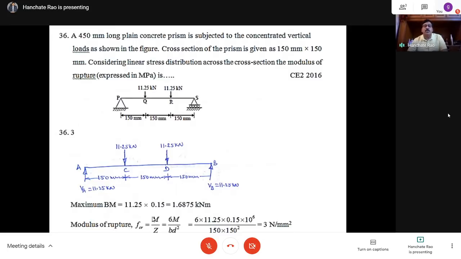Stress is equal to M by Z, where Z is equal to I by D by 2. The cross section is 150 by 150, so Y max is 150 by 2, that is 75. I is equal to BD cubed by 12. For a rectangular section, Z is equal to 1/6 of BD squared. So M by 1/6 of BD squared gives you the modulus of rupture.